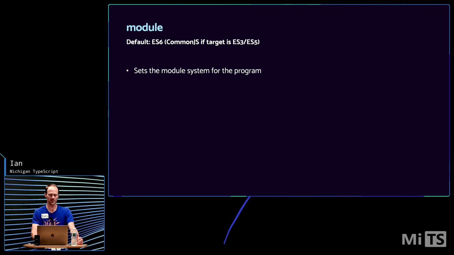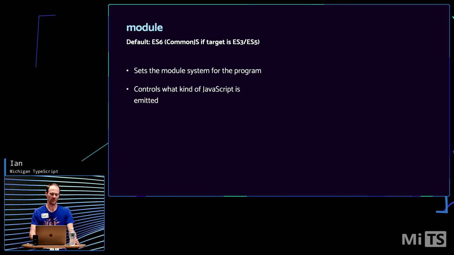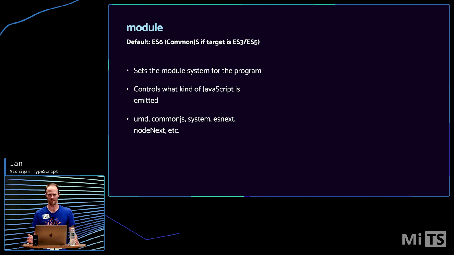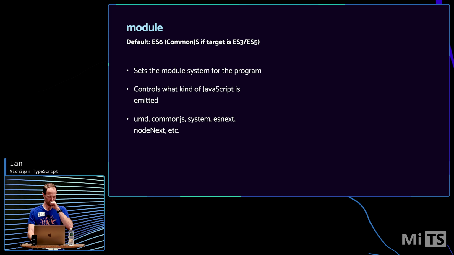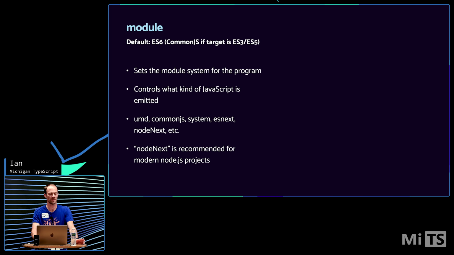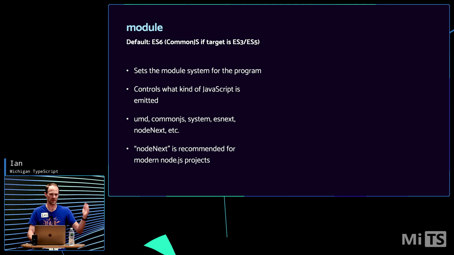Module controls the module system that TypeScript is using for your program. And it controls the type of JavaScript that's going to be emitted. This could be UMD, CommonJS, system, ES modules, Node.next. Like these are the options. There's more. It supports a lot of different modules. And they recommend Node.next for modern Node.js projects, whether you're shipping ESM or CJS. It supports both. So that's usually what you're going to want to use if you're making a library that's going to run in Node.